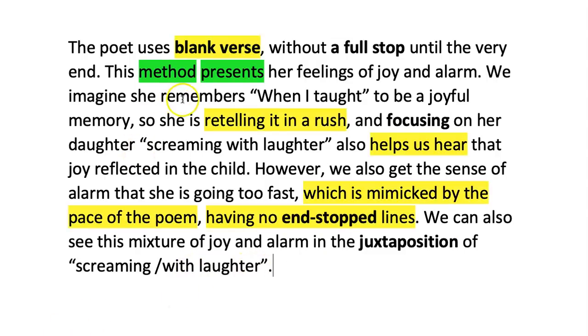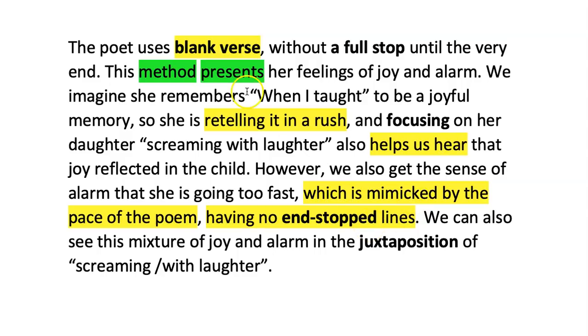Now let's look at that again. In yellow, I've got the methods that the poet is using. She's using blank verse, she's retelling an incident in a rush, she's making sure that helps us hear something, she is mimicking the pace of the poem, and she is not using end-stop lines in order to do that mimicking.